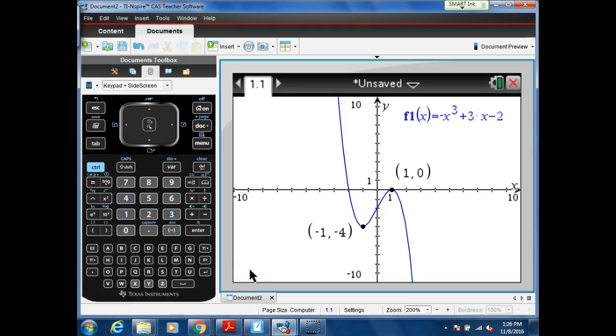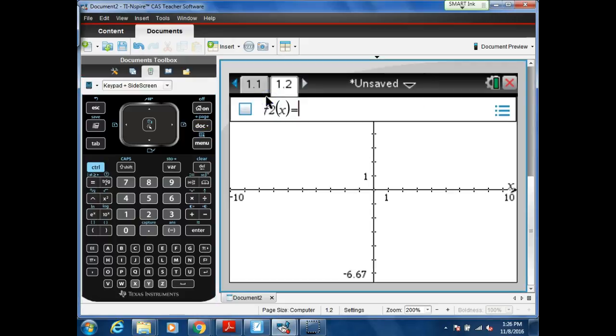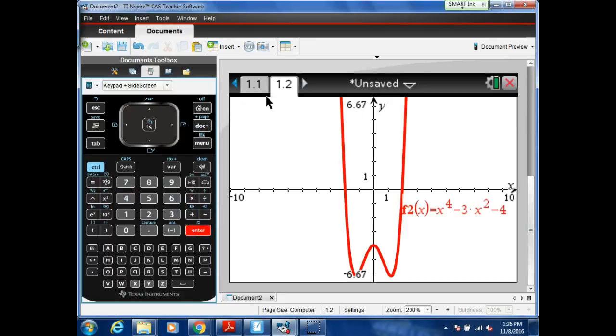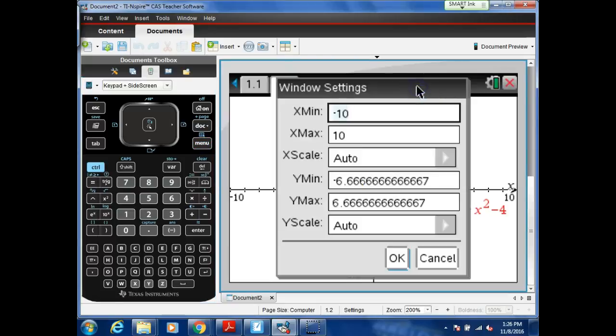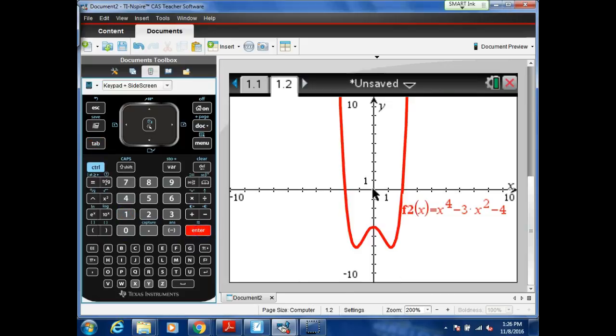Alright, so let's start with the graph here now. Let's start a new graph on that one, and then we're going to go x to the 4th minus 3x squared minus 4. There it is. Window. Yep. So we're there with that.